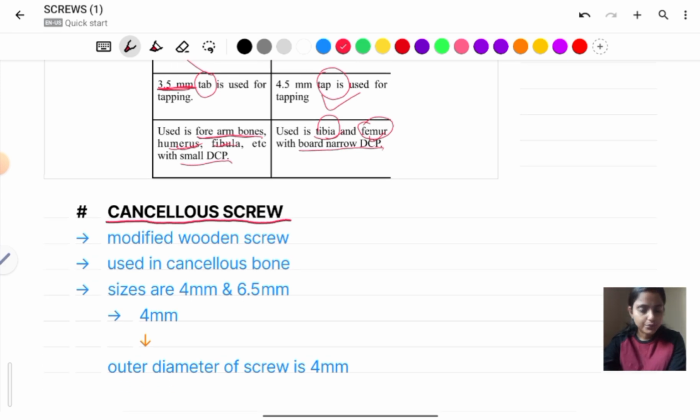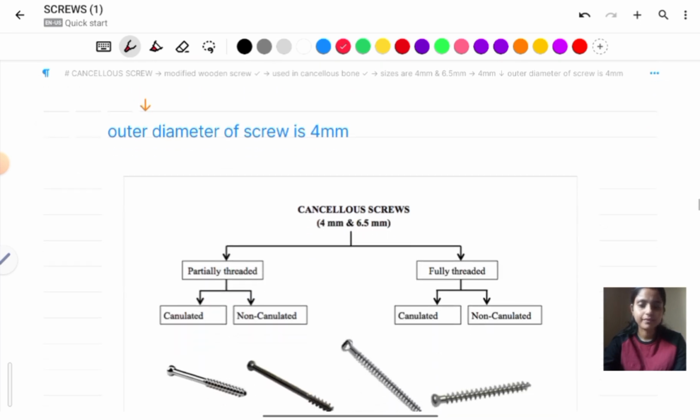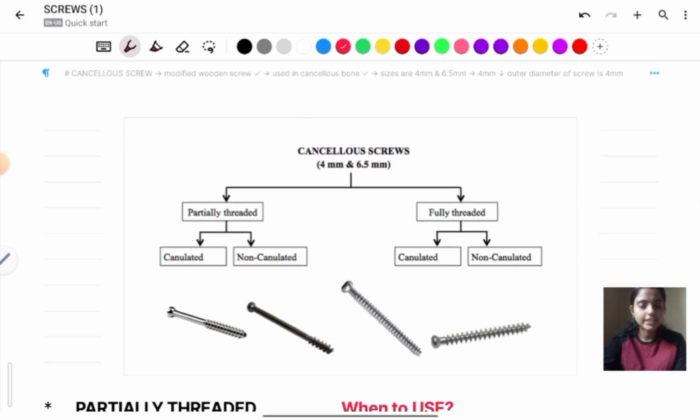The cancellous screw. The screw is a modified wooden screw. It is used in the cancellous bone, and the sizes used in orthopedics for the cancellous screw are 4 mm and 6.5 mm. 4 mm means that the outer diameter of the screw is 4 mm. It can be partially threaded or fully threaded. It can be cannulated or non-cannulated. In fully threaded, it can also be cannulated and non-cannulated.